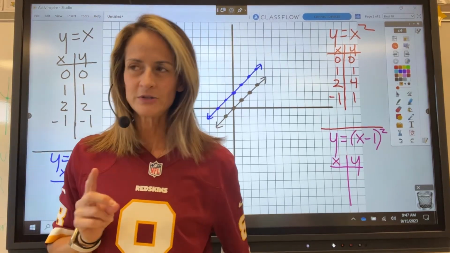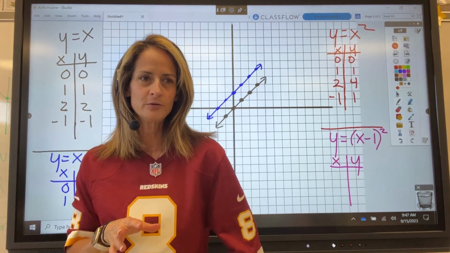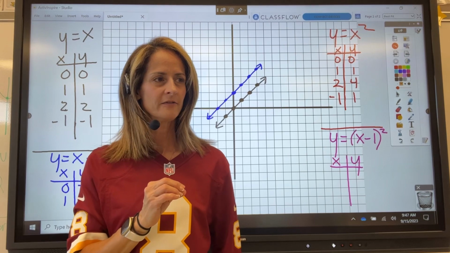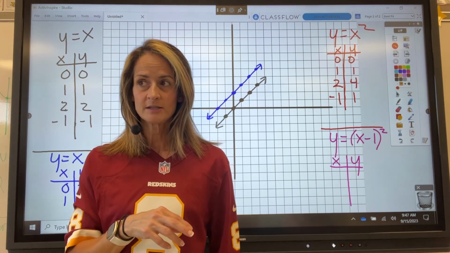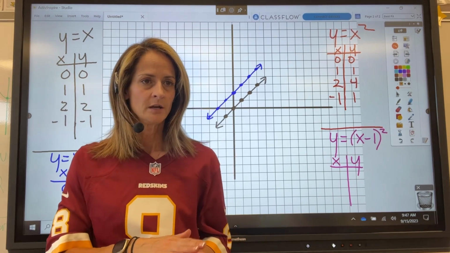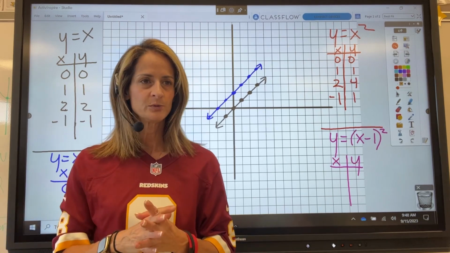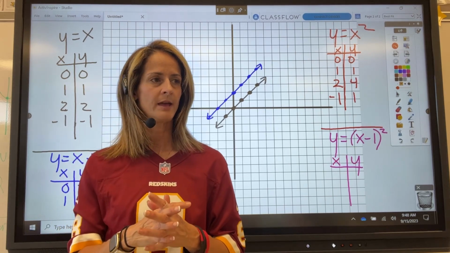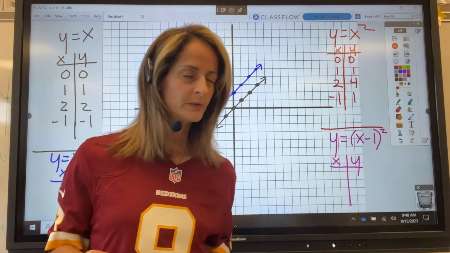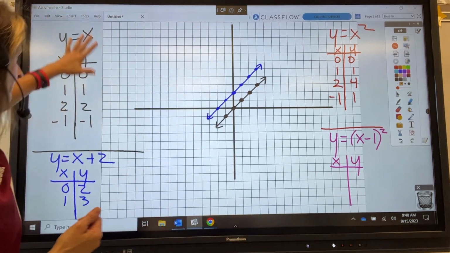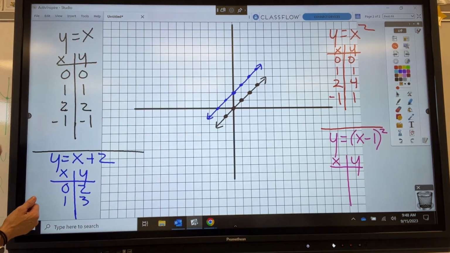Welcome. I am going to reteach you guys just the basics of graph transformations. We're going to start with a linear function, back from Algebra 1. What happens when you do a vertical shift, and what happens with a horizontal shift? So you have the regular function y equals x, okay?